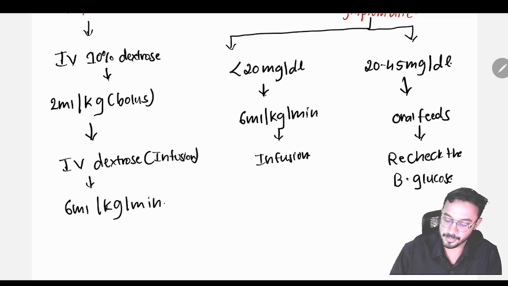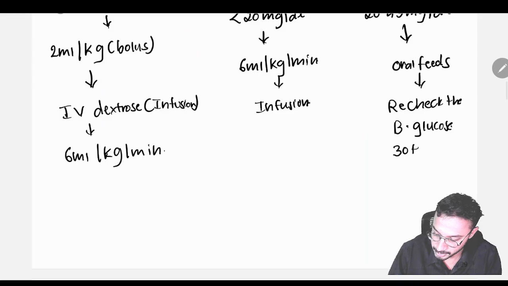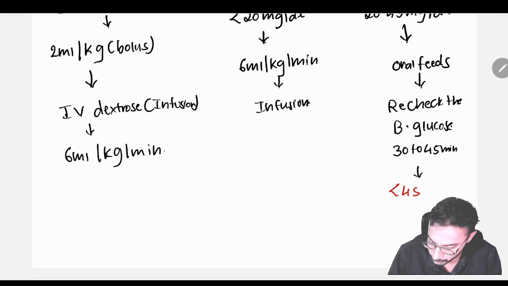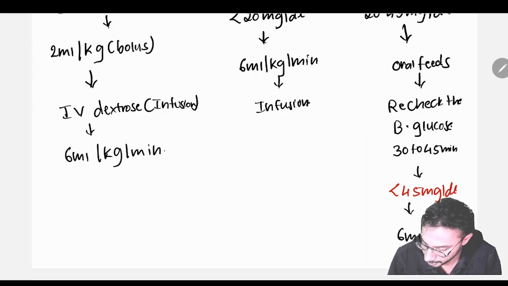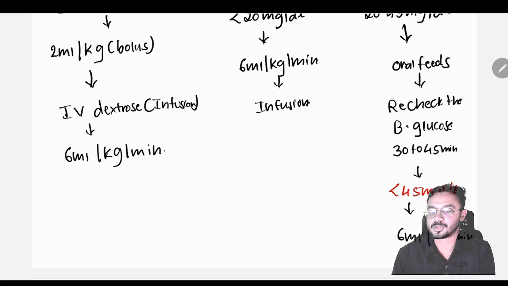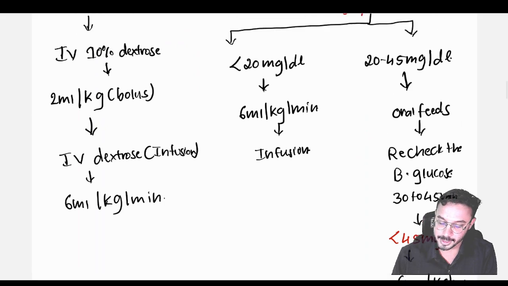Okay, after 30 to 45 minutes, if the blood glucose value is still less than 45 mg per dL, then give the baby the same 6 ml per kg per minute. So you are going to infuse IV dextrose at 6 ml per kg per minute. Okay, this is the treatment of hypoglycemia. Very, very important, this table.